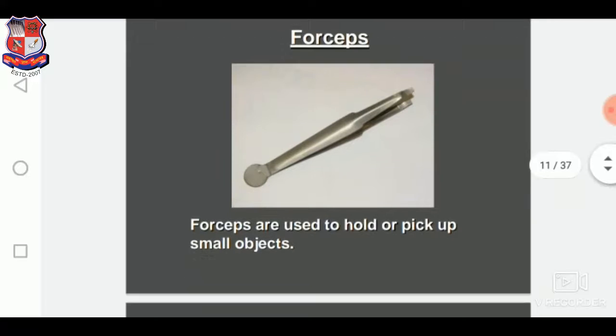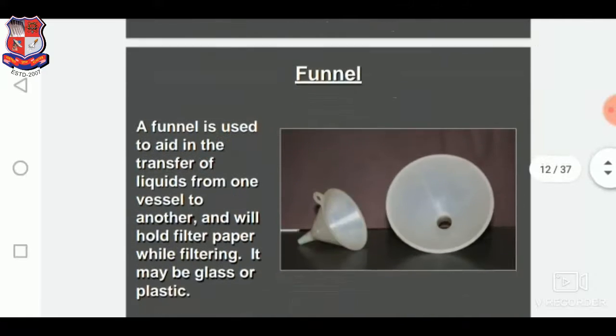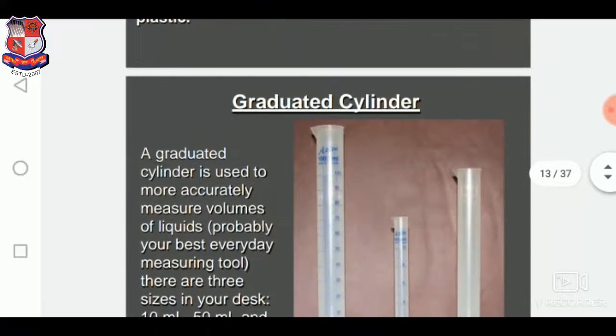Forceps. Forceps are used to hold or pick up small objects. Funnel. A funnel is used to aid in the transfer of liquids from one vessel to another, and will hold filter paper while filtering, and it may be glass or plastic. Graduated cylinder.